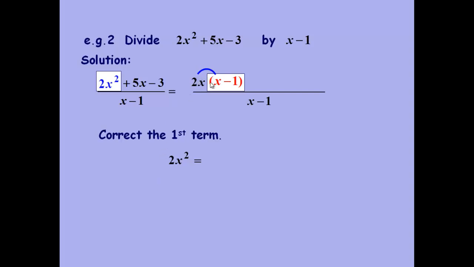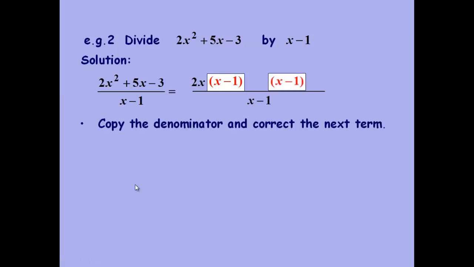We now get on the right hand side 2x squared minus 2x, but we've got plus 5x on the left hand side. So write out another x minus 1 here, and this x term needs a constant with it. We've got minus 2x, we need plus 5x, so we need a plus 7x there. So plus 7 goes there.